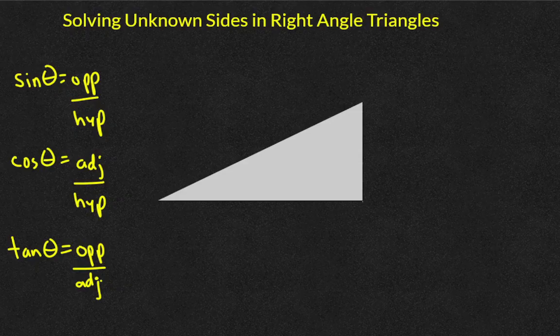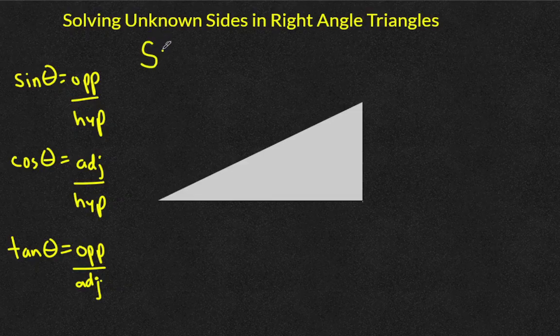Hey everyone! In this video we are going to be solving unknown sides in right angle triangles. And we're going to be using the three trig ratios, sine, cos, and tan. Now our three equations are over at the side, but there's actually a little mnemonic device that we can use to help us remember these little equations if you don't have them provided to you.